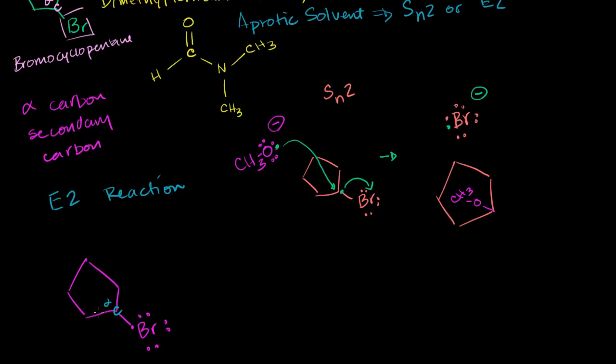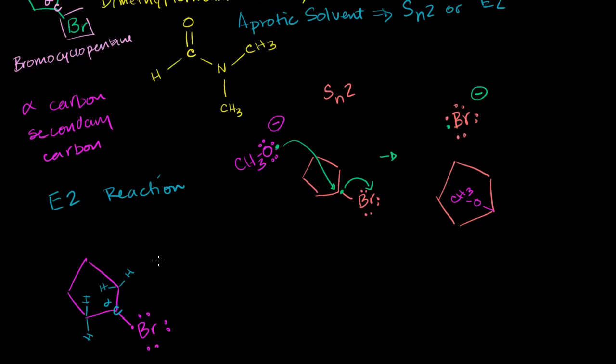The beta makes it a little dirty. OK. So they each have two hydrogens on them. Now, in an E2 reaction, the strong base, over here, the methoxide ion that was acting as a strong nucleophile in SN2, in E2 is going to act as a strong base.